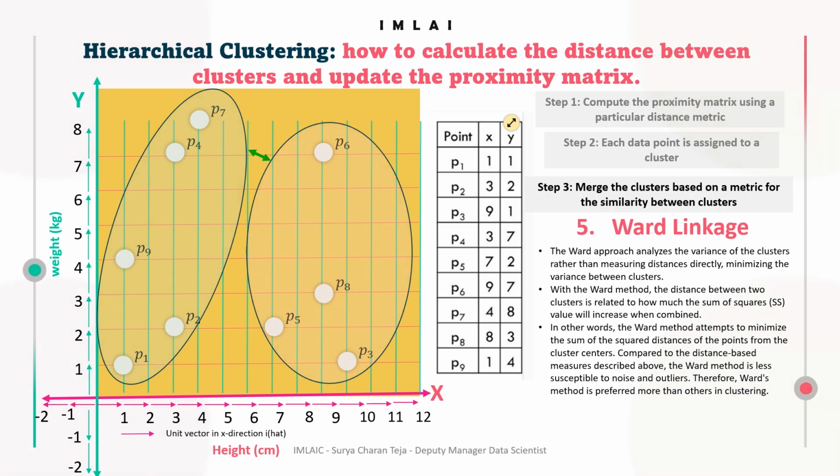So as we have understood that the Ward method is preferred more than others in clustering, because the Ward method attempts to minimize the sum of the squared distances of the points from the cluster centers, compared to the distance based measures described in average method, min max linkage methods. So the Ward method is less susceptible to noise and outliers. So that's the reason Ward's linkage is preferred more than others in clustering.